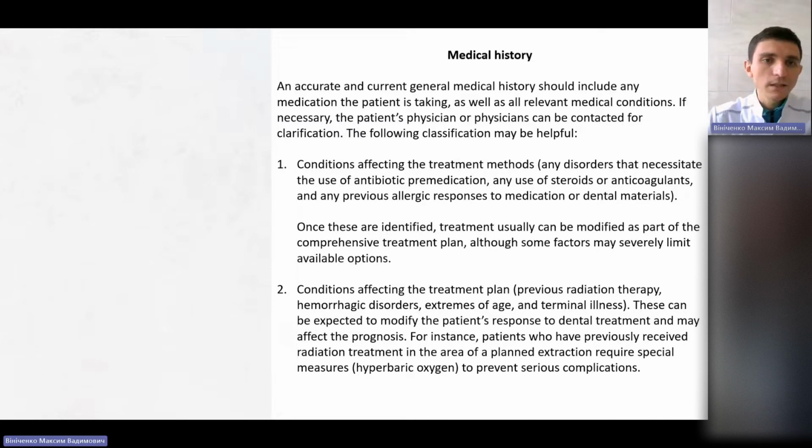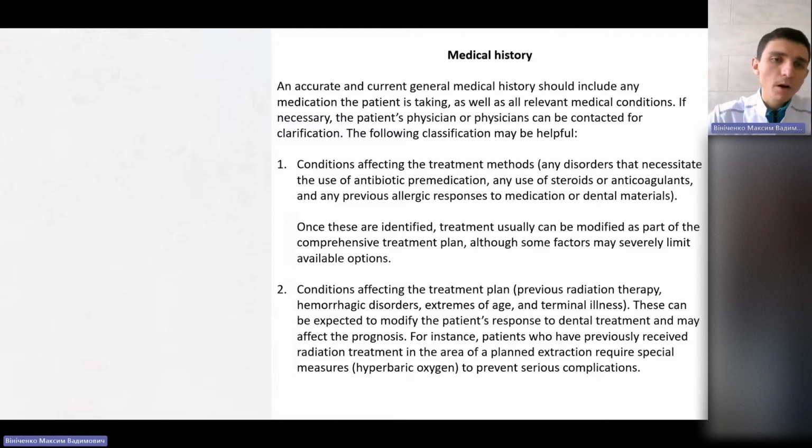Once these are identified, treatment usually can be modified as part of the comprehensive treatment plan, although some factors may sorely limit available options. Conditions affecting the treatment plan: previous radiation therapy, hemorrhagic disorders, extremes of age, and terminal illness. This can be expected to modify the patient's response to dental treatment and may affect the prognosis. For instance, patients who have previously received radiation treatment in the area of a planned extraction require special measures.